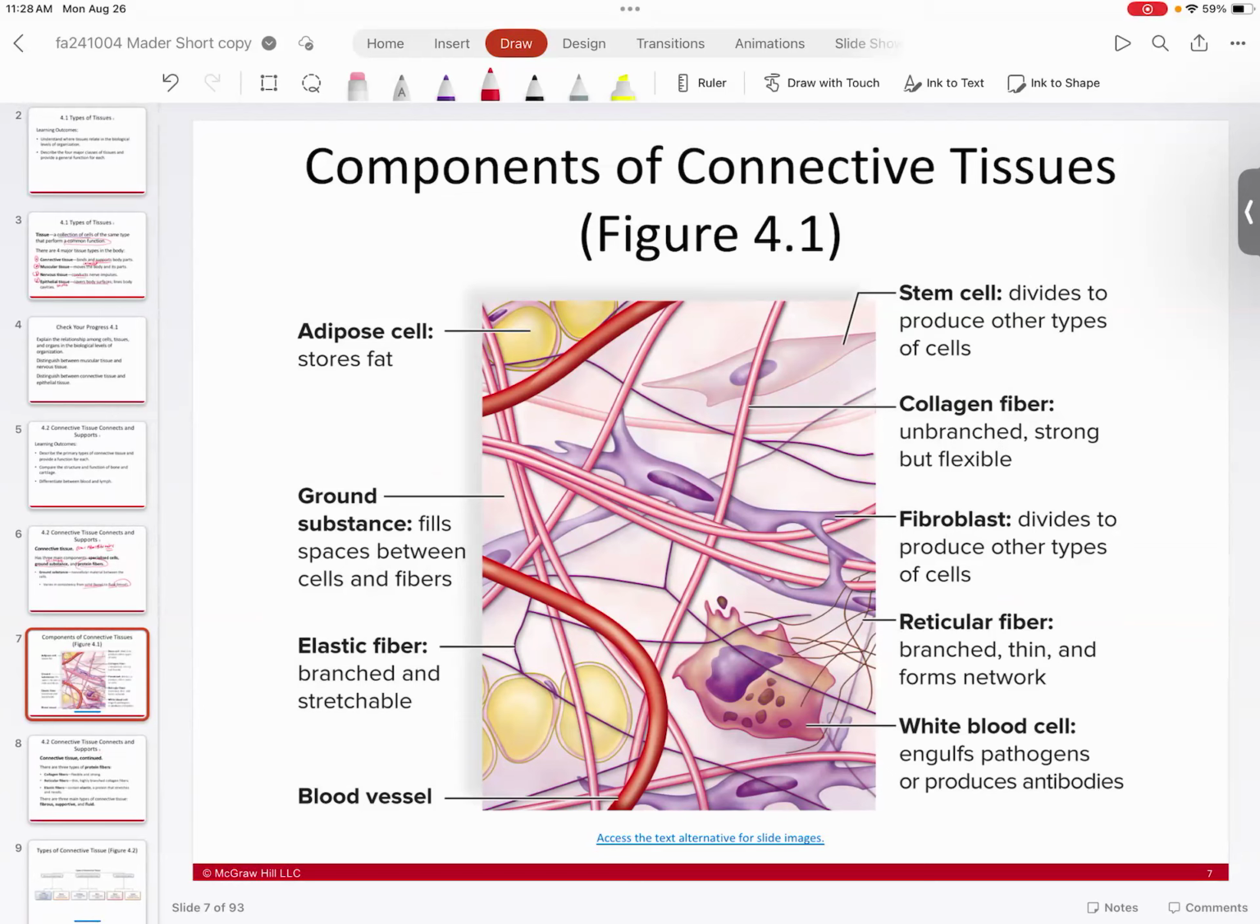When you take a look at your connective tissue, this is what your extracellular matrix, your ECM, would look like. You can see on the outside here there are adipose cells, which are a type of connective tissue called loose connective tissue. In addition, you're going to see what are called fibroblasts, these little long, skinny purple guys. These will divide to produce other cells, but they also lay down connective tissue, like during wound healing and things like that.